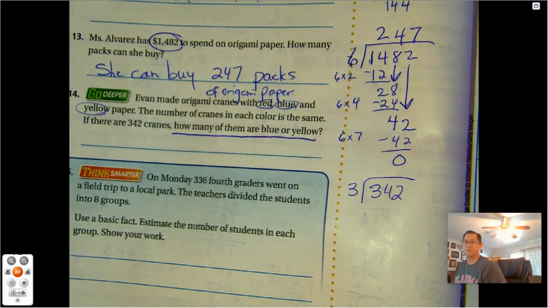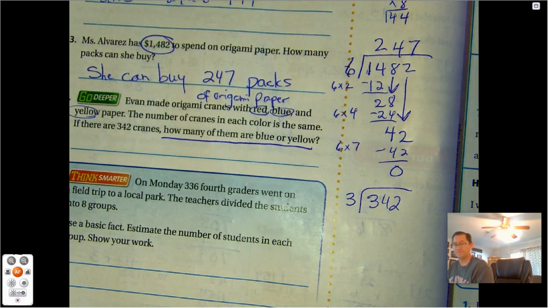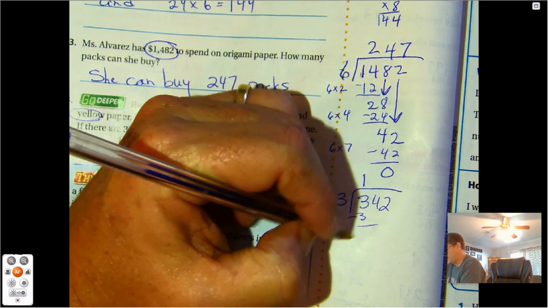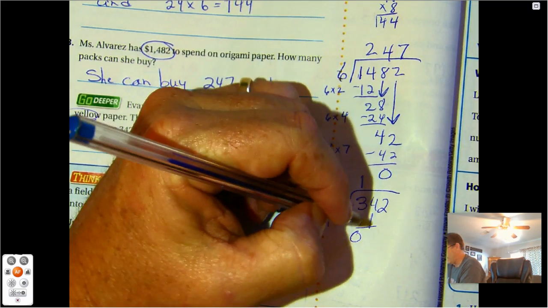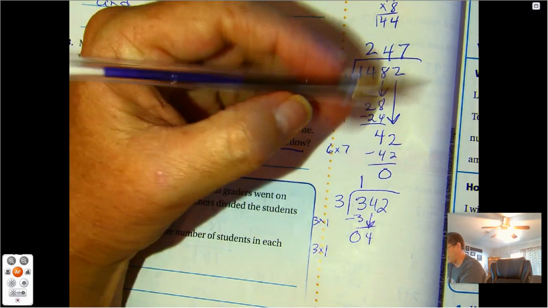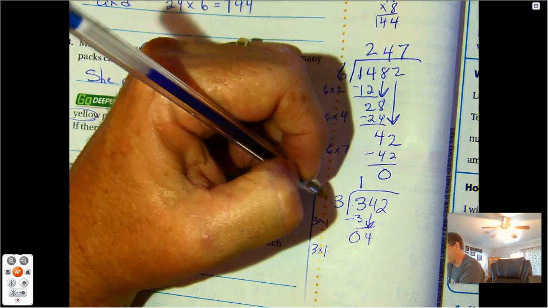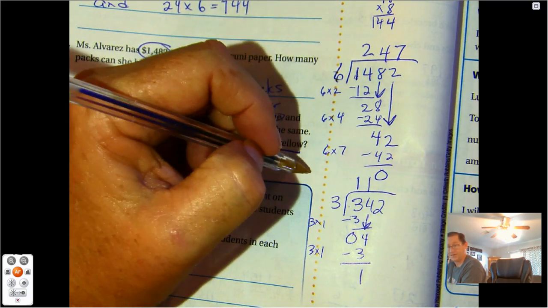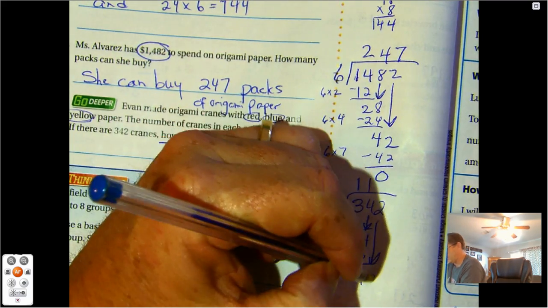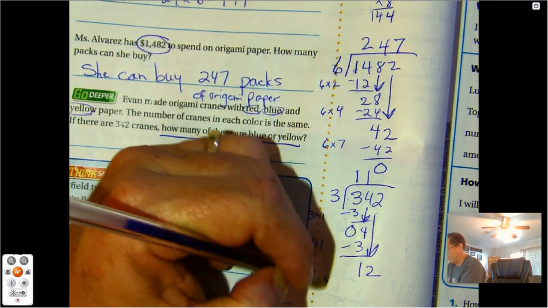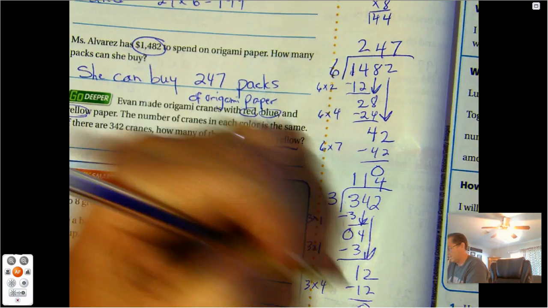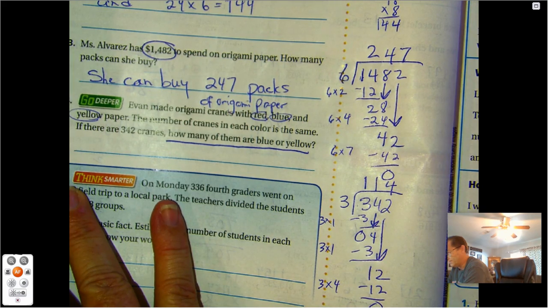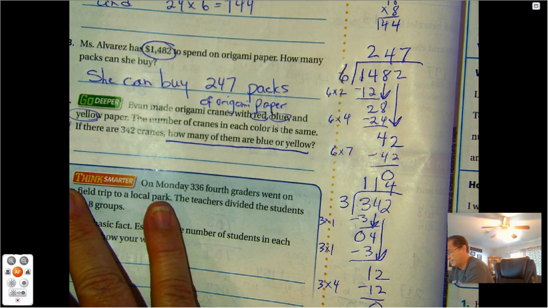I can share 300 with 3. 3 times 1. 300 take away 300 is 0 hundreds left. Bring down the 4 tens. I can share 4 tens into three groups. So 3 times 1 is 3. Subtract, we get 1 ten, which I can't share. So I'm going to regroup that as 10 ones plus the 2 ones we already had. And 3 times 4 is 12. So each color is 114. So he made 114 red. He made 114 blue. And he made 114 yellow.